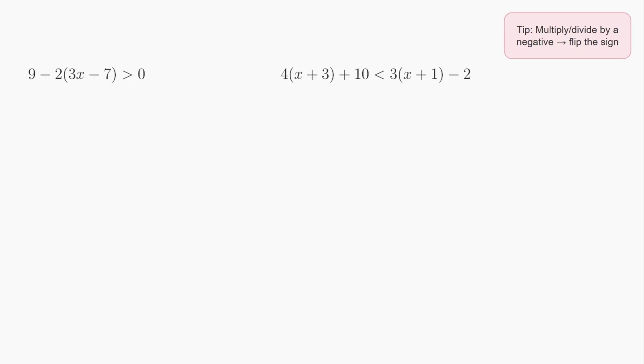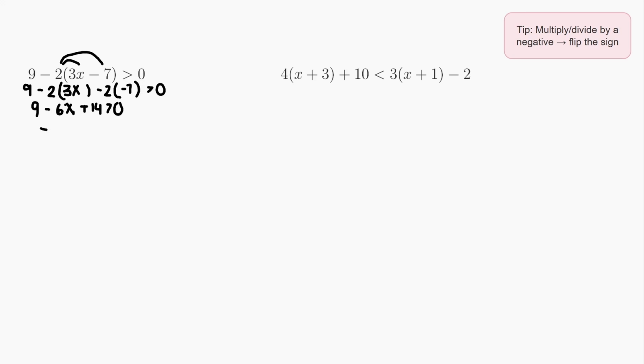Now let's solve more practice problems. Our first step is going to be to distribute the negative 2. Let's do that. 9 minus 2 times 3x minus 2 multiplied by negative 7 is greater than 0. Simplifying this, we get 9 minus 6x plus 14 is greater than 0. Positive 14 because the negative 2 and the negative 7 both have negatives and they cancel out.